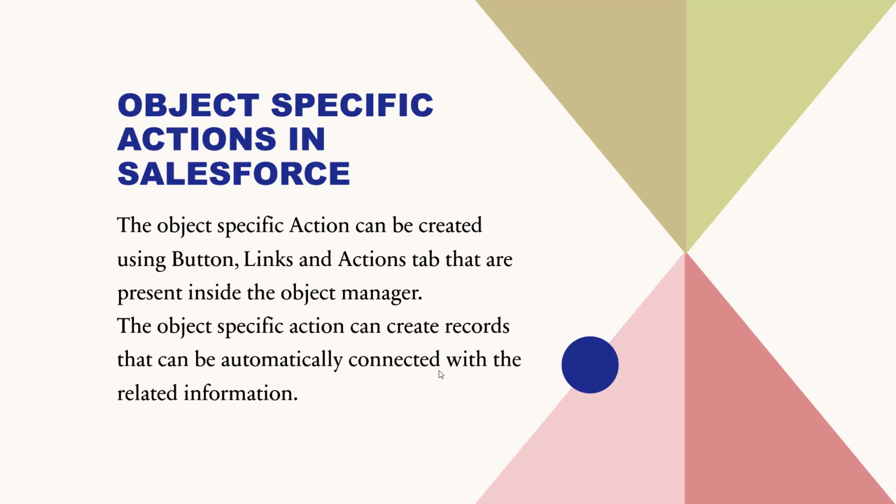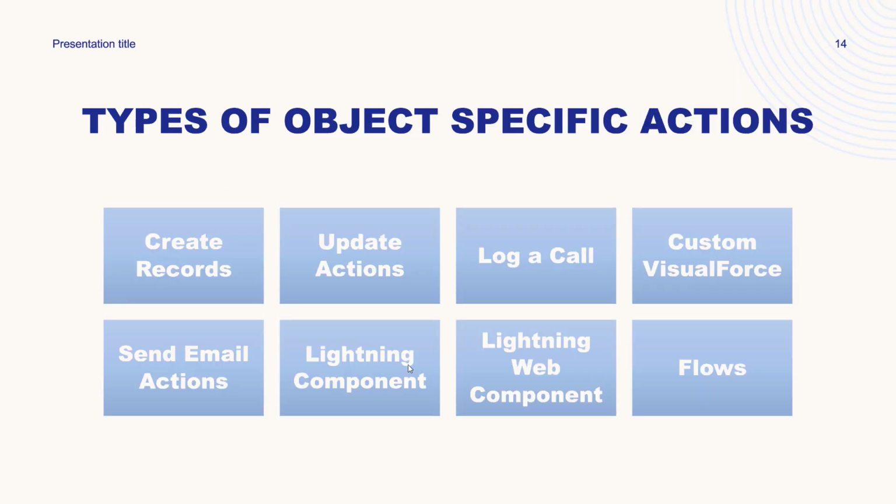The object specific action can be created using the Buttons, Links and Actions tab that is present inside the Object Manager. It can be added to the page layout under the Mobile and Lightning Actions section of the page layout tab, but not added by the global publisher layout. Note, by default, the actions are not available on the page layouts, so we have to enable feed tracking. Now, move forward and discuss the types of the object specific action.